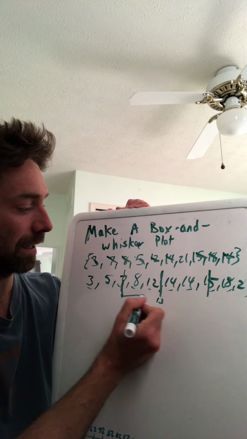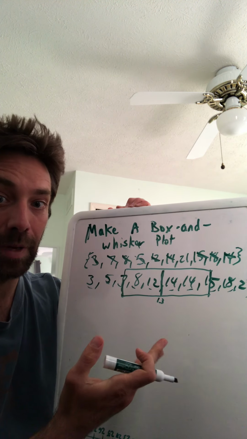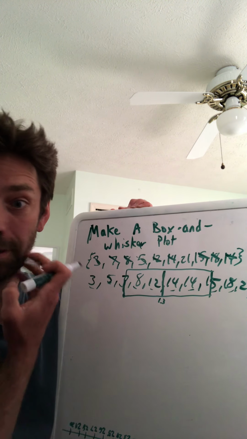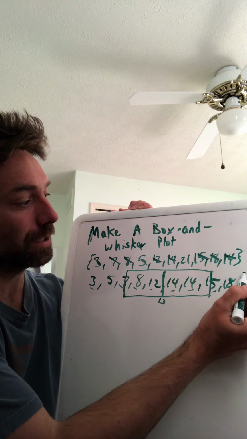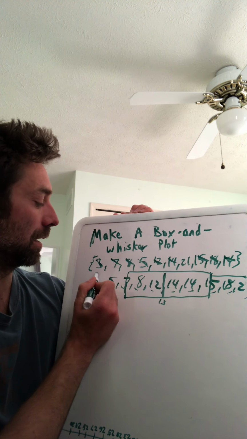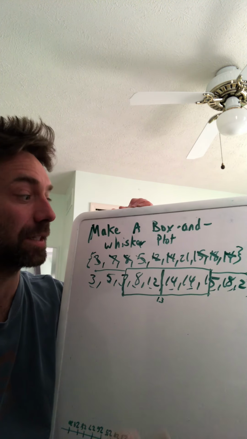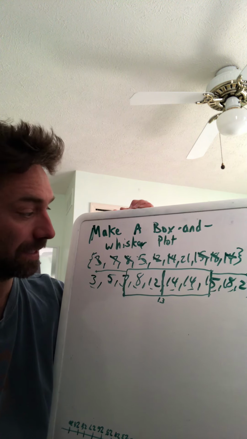I'm going to connect these, and it's starting to look like a box and whisker plot already. I have the box, I just need to get the whiskers. Here's a whisker. It's going to go from the biggest number and connect to the box, and the smallest number connects to the box. This looks exactly like a box and whisker plot, but it's missing one important thing. It's missing a number line.